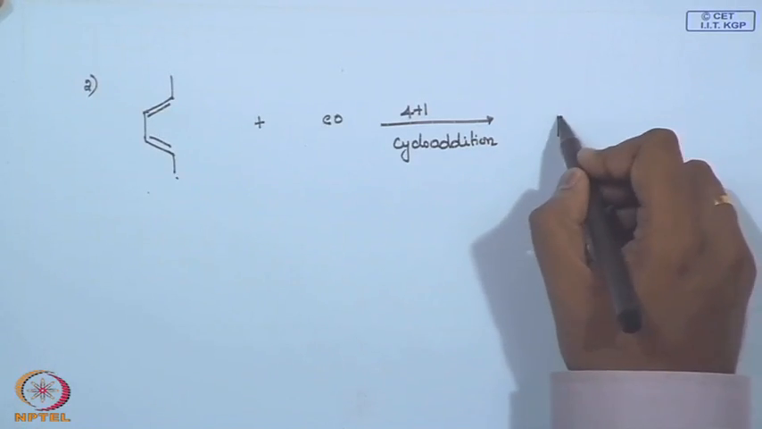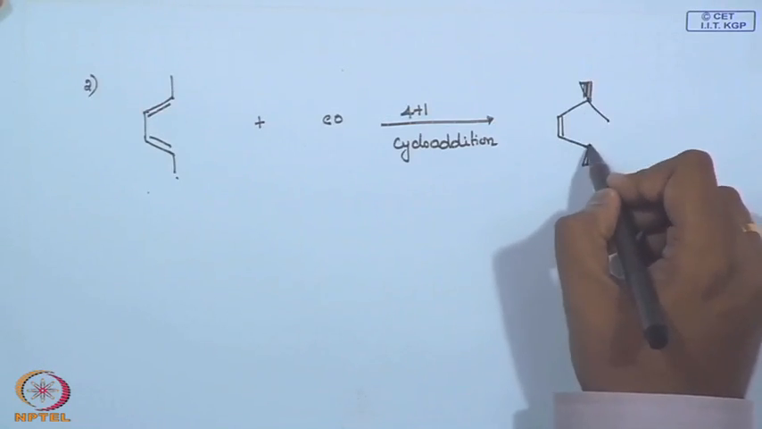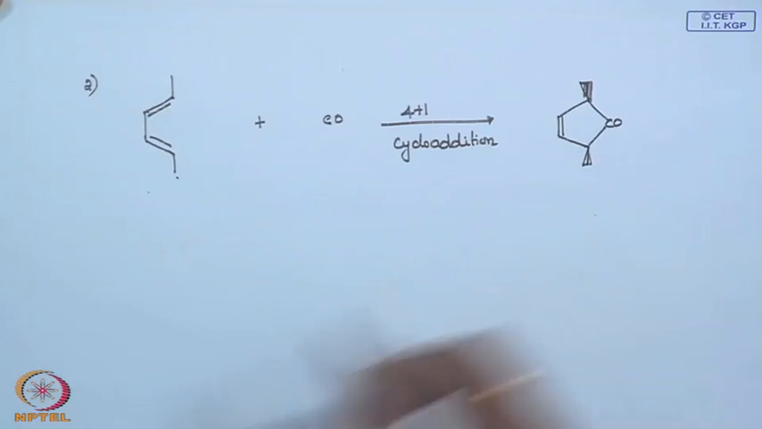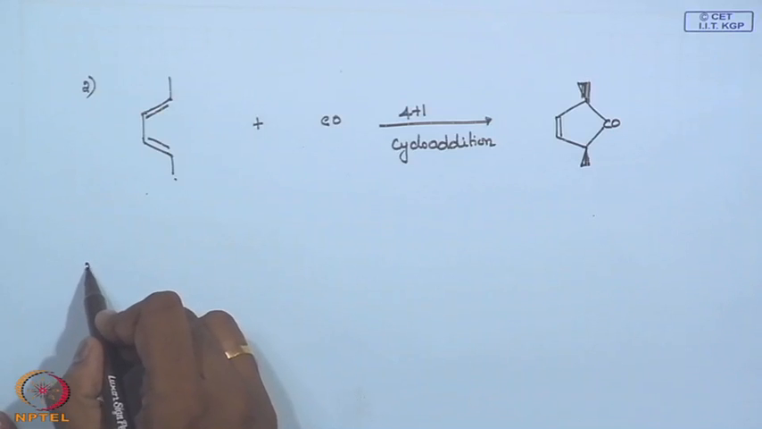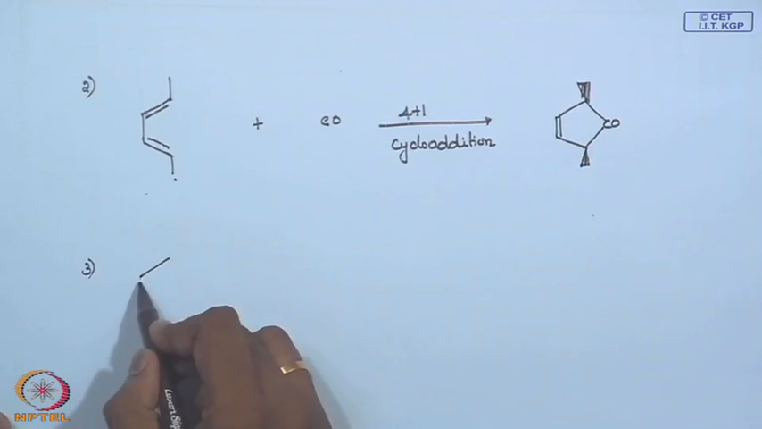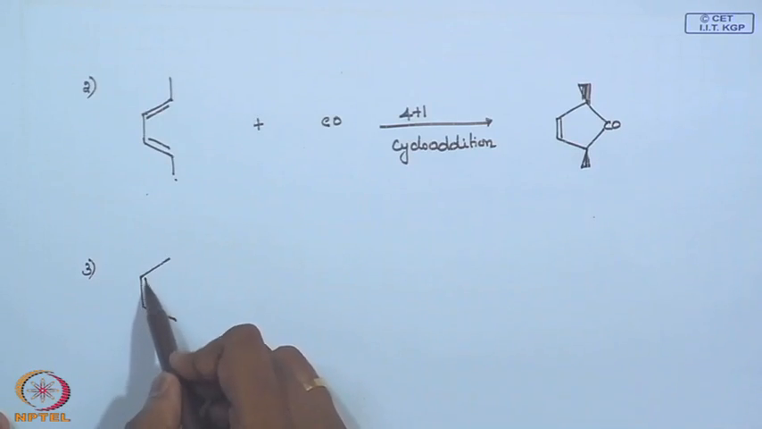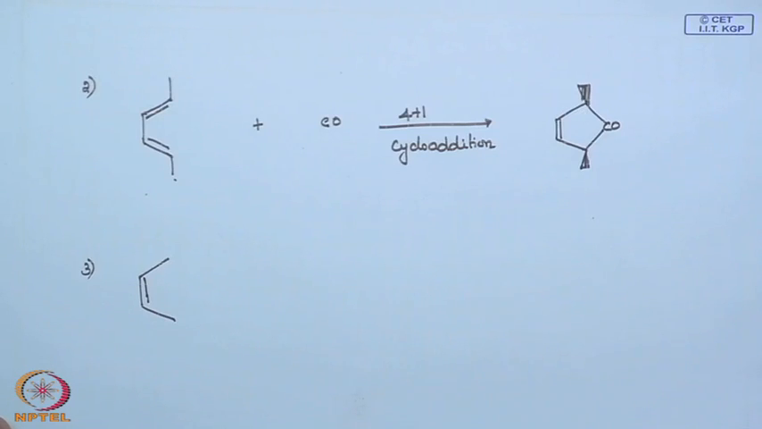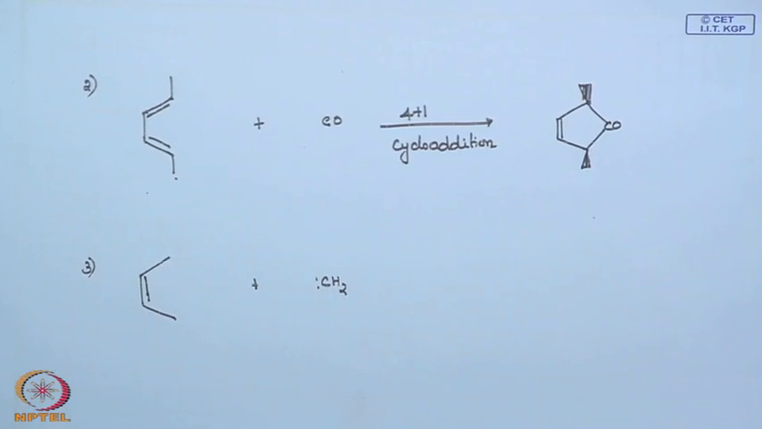So, you can think about this product. Now, there is one more example which you can try. You can take, this is not a diene system, this is just an alkene, your butene type alkene. Then I am going to treat it with a well known reagent, a carbene. I have studied this reaction in many cases.